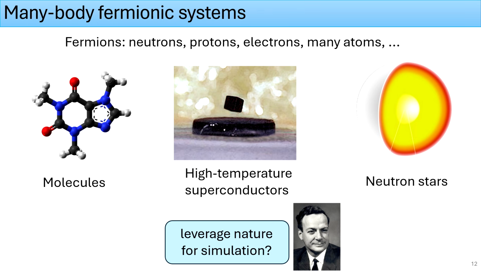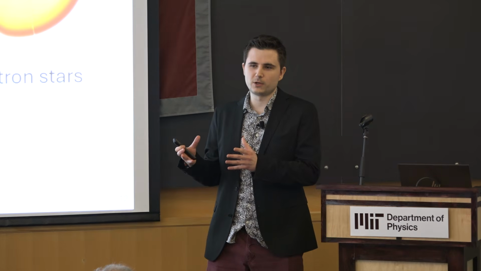So if we want to understand how complex molecules behave, how the electrons in complex molecules move, if we want to understand what's the mechanism behind high-temperature superconductivity, or if you want to know what's happening inside a neutron star, you need to be able to understand somehow what many fermions are doing. And now there's this interesting idea by Richard Feynman of whether you can leverage fermions to simulate what happens in a many-body fermionic system.